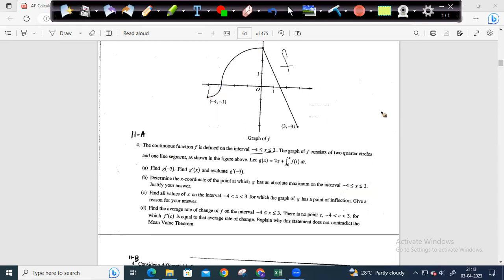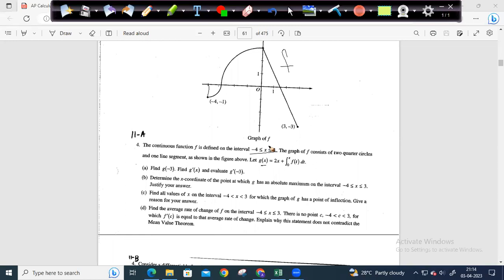First, try to understand the question. Then you are 50% done. Then, as shown in the figure, now they are giving a different function g of x. They're saying g of x is 2x plus integral of 0 to x f of t dt. So using the given function, I'm framing a different function. That is what the question is as of now.